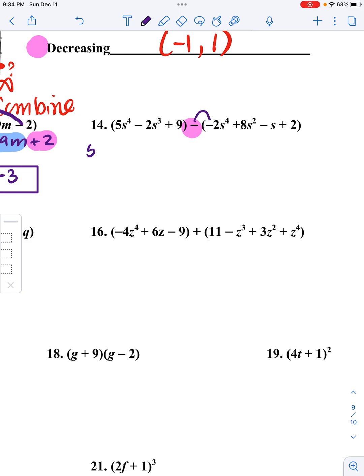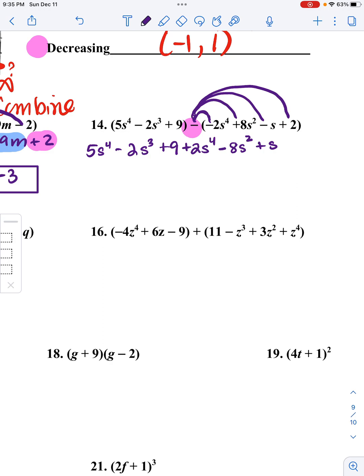Okay, same thing here. I'm going to write out everything before it. Ugh, I don't like s's because I can never write them neatly and they look like 5s. Now this negative is going to cancel that negative, making it 2s to the 4. This negative is going to make this 8s to the second. These negatives will cancel, and this negative times the positive will become a -2. Oops, sorry.